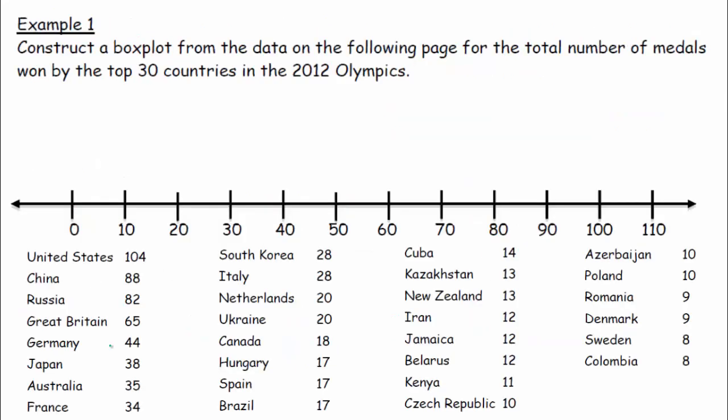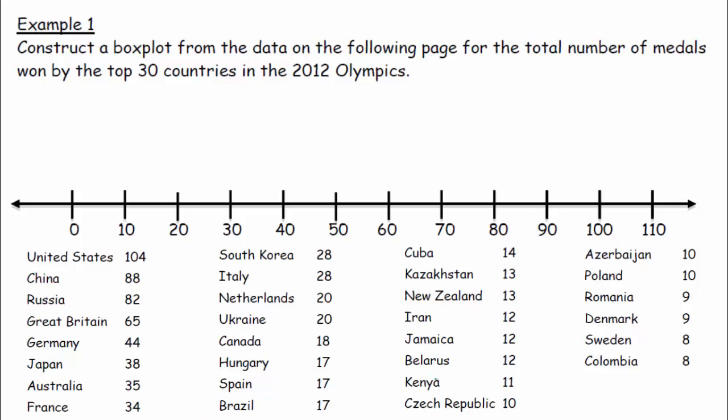Let's look at example 1. So this example is on page 13, but the data which I have at the bottom here is going to be on page 14. So we want to construct a box plot for the data on the following page for the total number of medals won by the top 30 countries in the 2012 Olympics. So down here you'll see listed various countries and how many medals they won.